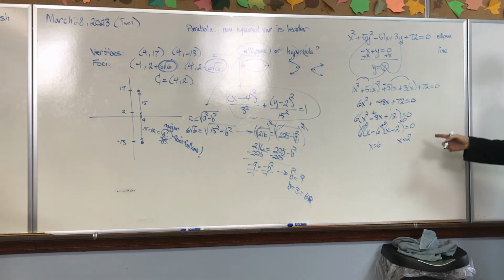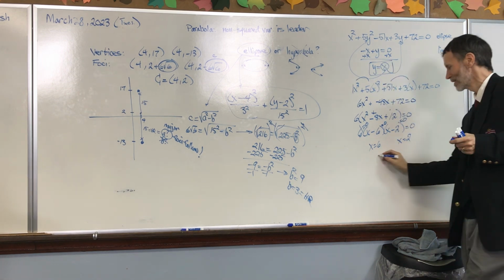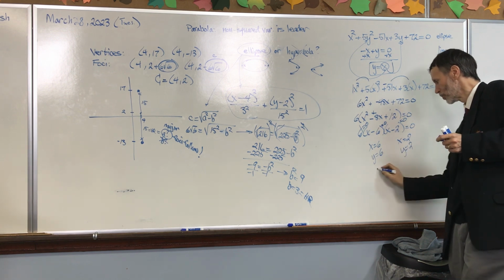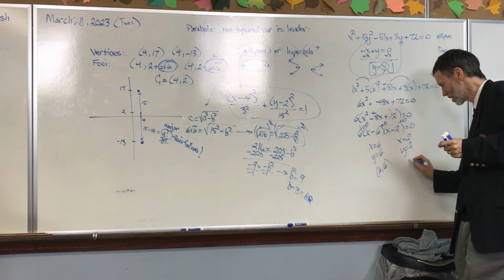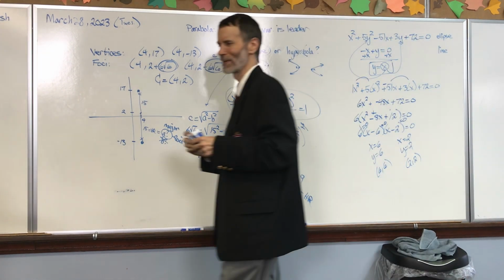Don't stop there. I need to find the y's. Good news is the y is going to be identical to the x. So the 2 points are (6, 6) and (2, 2). Does that make sense?